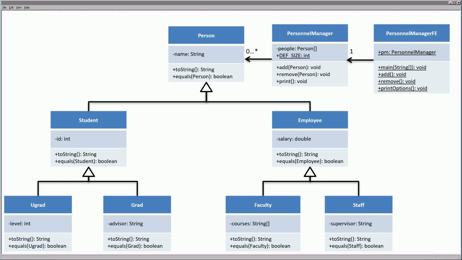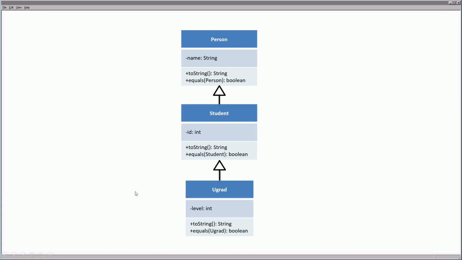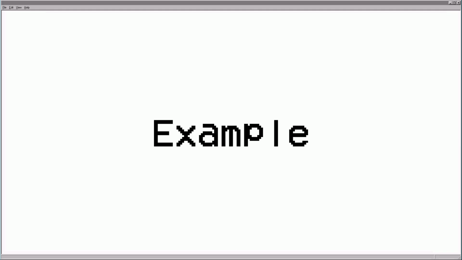However, in order to keep this very simple, let's just look at this branch over here. Let's look at person, student, and undergraduate, or just like this. And then let's just create a very simple tester to test all of this out. So this is what we're going to be creating. Now, let's get to the code.